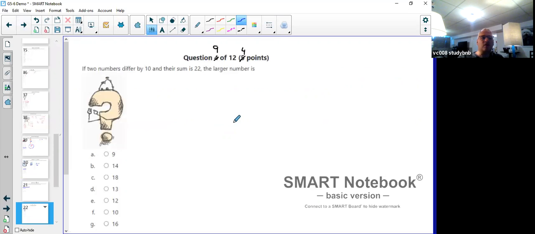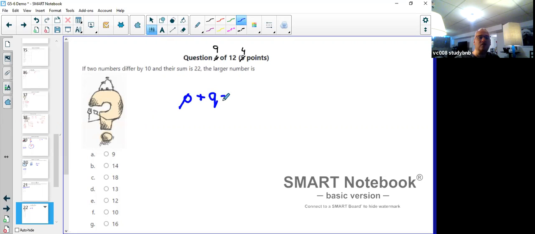Anyway, let's try one more. We only got a couple questions left, so this one's not too tough. It says 2 numbers differ by 10. So if you know what differ means, difference, right? Subtraction. So the answer to subtraction question is 10. Yeah, Andrew, I know we've seen it before. And their sum is 22. They have to add up to 22, right?